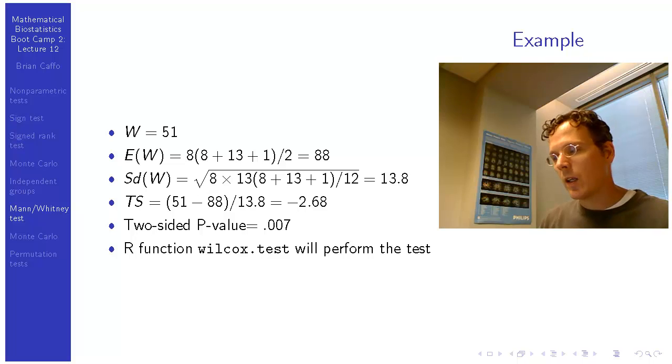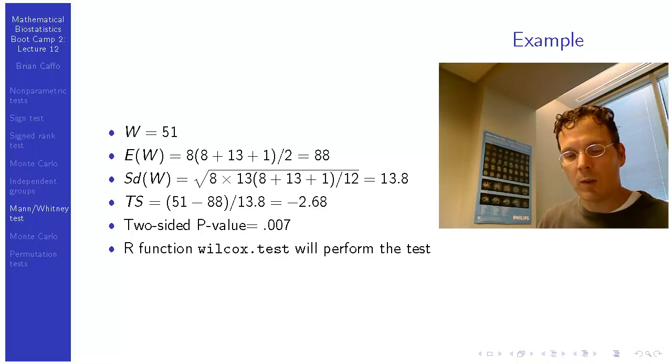You can also use the function Wilcox.test, and it'll perform the test for you, both for the 1 and 2 sample versions. You have to read over the documentation for Wilcox.test. If you give it 1 vector, it's going to do the sign rank test. If you give it 2 vectors, it's going to do the rank sum test.